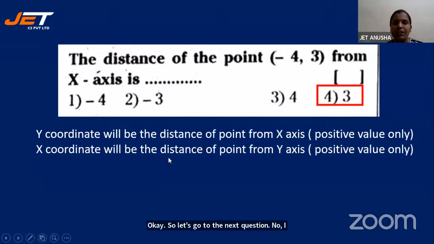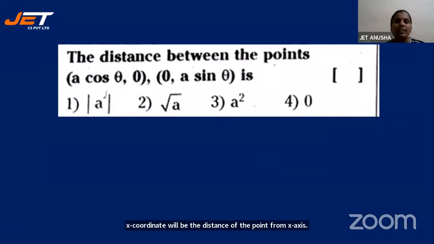Now see, the x coordinate will be the distance of the point from y-axis. That is nothing but positive value. So the distance between the points a cos theta comma 0, 0 comma a sin theta is modulus a, square root a square and 0 are the options.